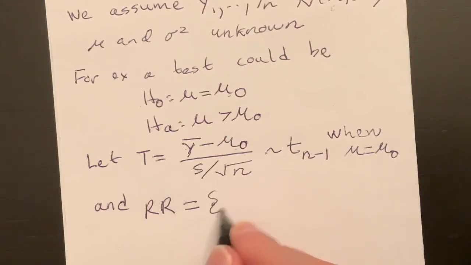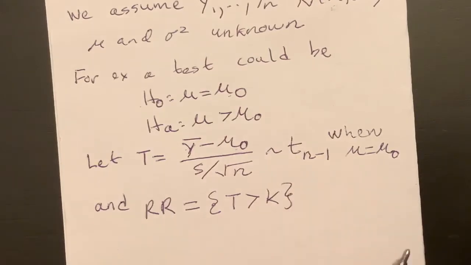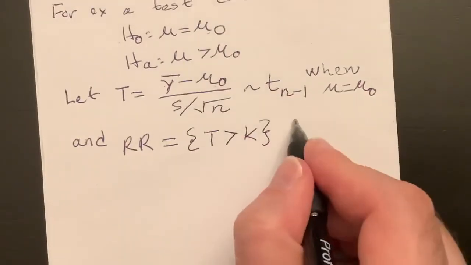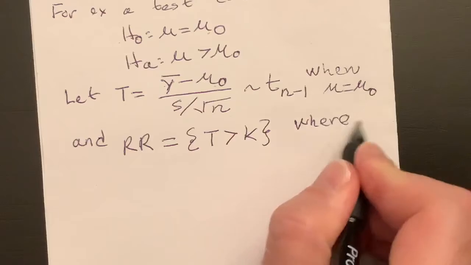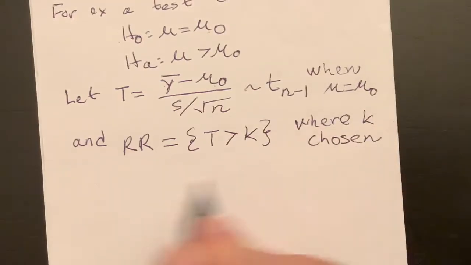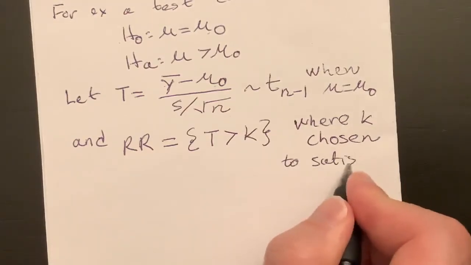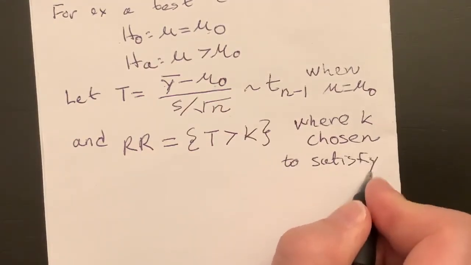This would be t, say, greater than k, where k is chosen to satisfy alpha.